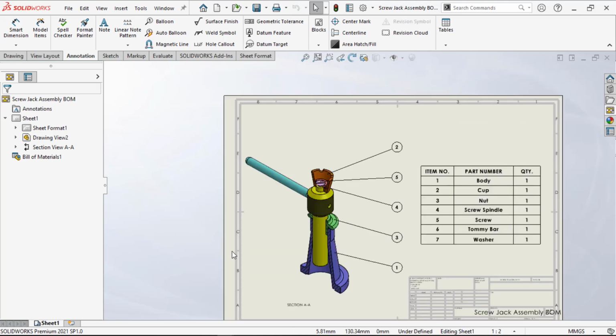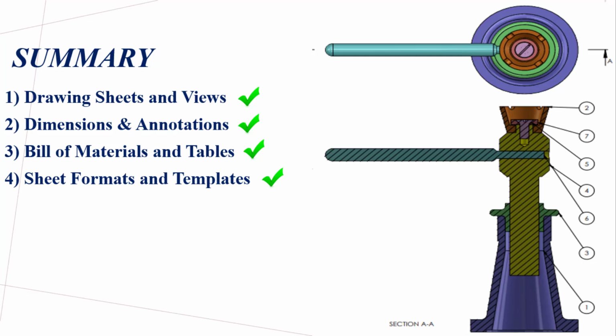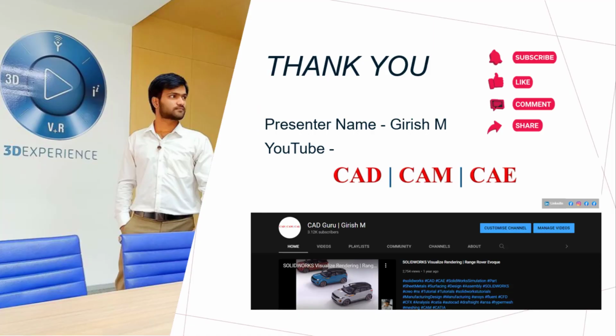Okay, so we'll simply jump to the summaries now. To summarize, we have gone through dimensions, annotations, BOM tables, as well as the different types of views and the templates. Okay.